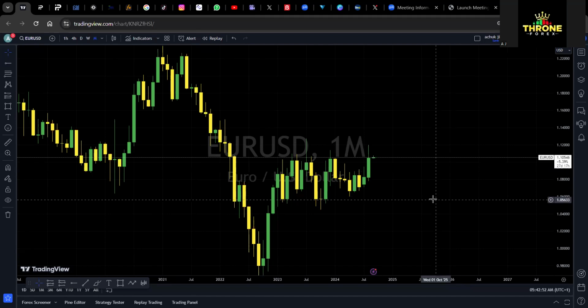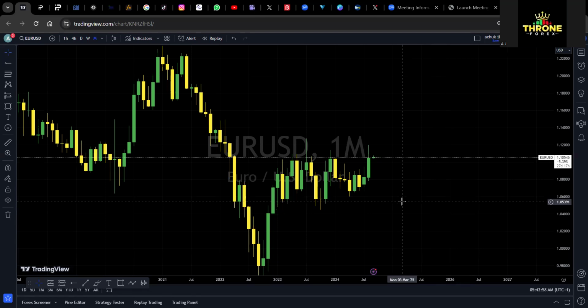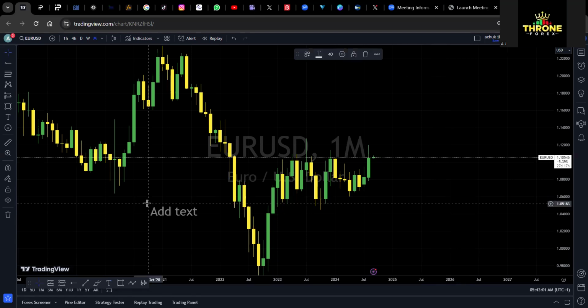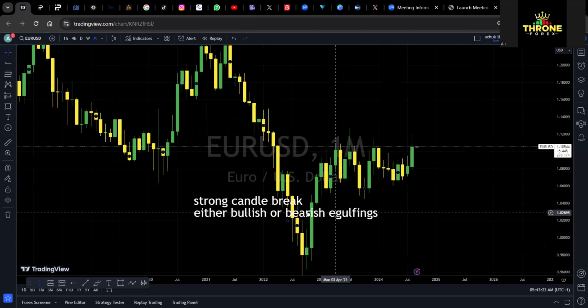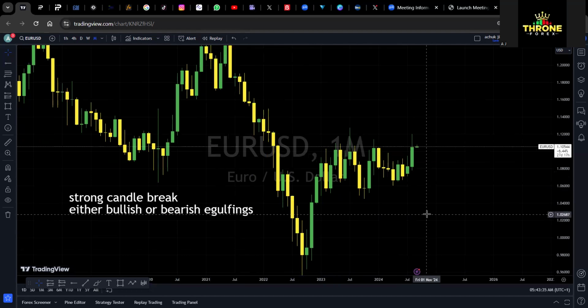So the first thing you need to do now is to look for one strong candle break, or what we call price difference candle. So the first rule is you look for a strong candle break. So in other words, either bullish or bearish engulfings. So the moment you see those, you notice them, and that is going to be the beginning of where we are going to look for structural break.